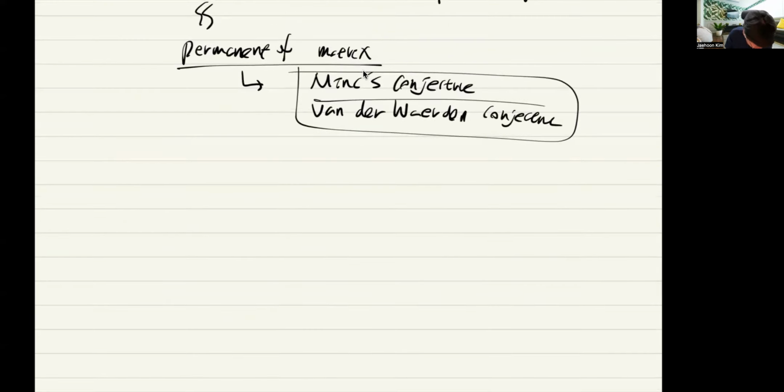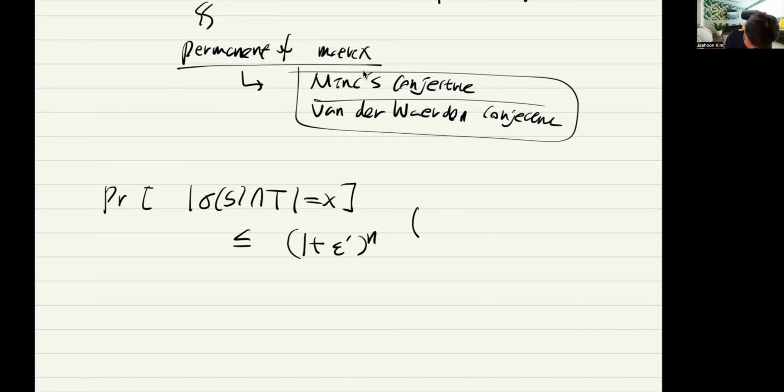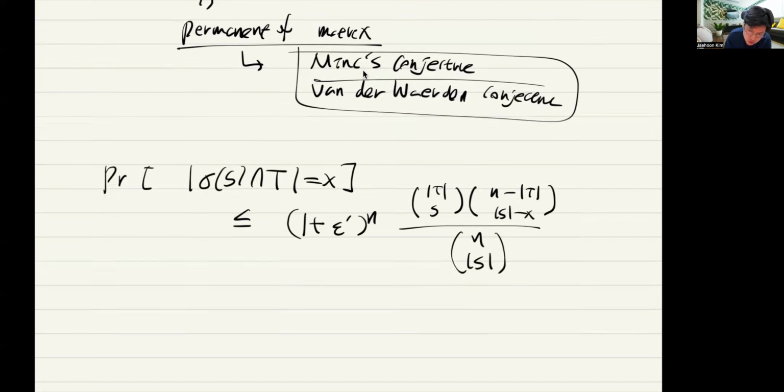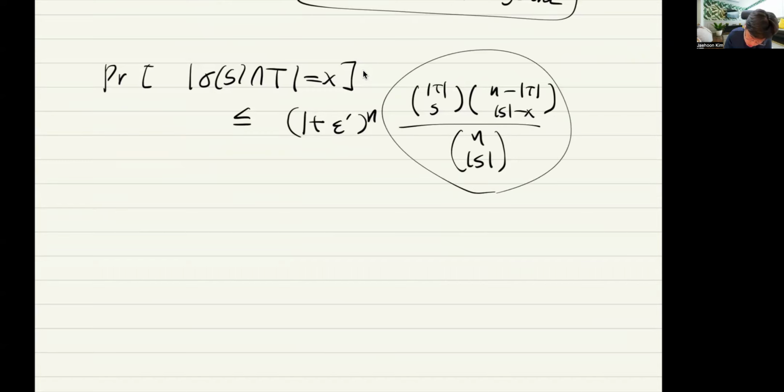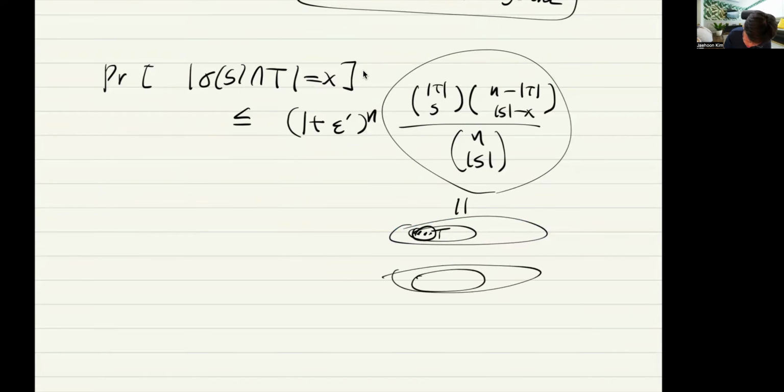And you can show that the probability that each chord is at most like this. That's what you can show. But that's exactly what's happening in the complete bipartite graph. In T, you choose just X vertices. In S, you choose X vertices, and you match them.